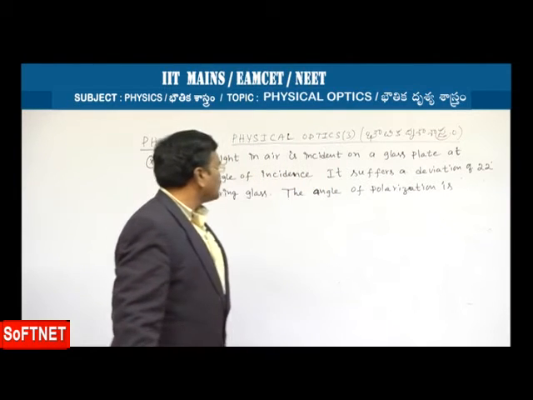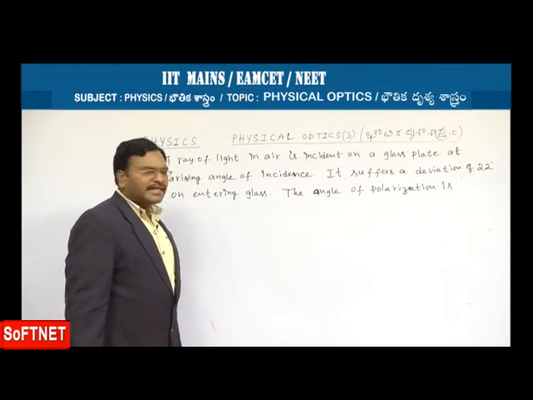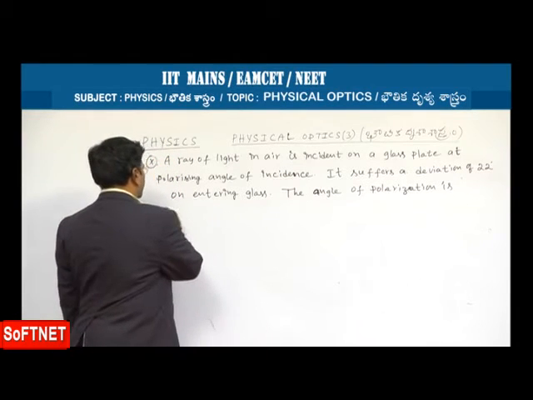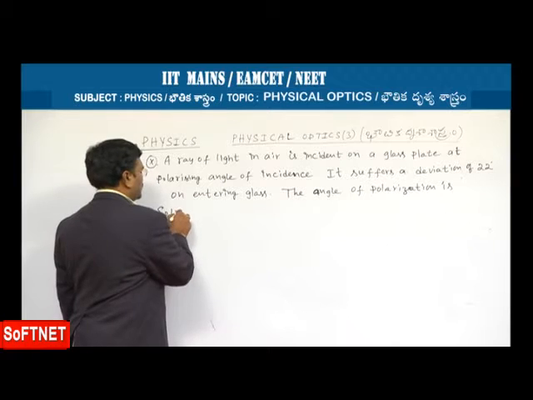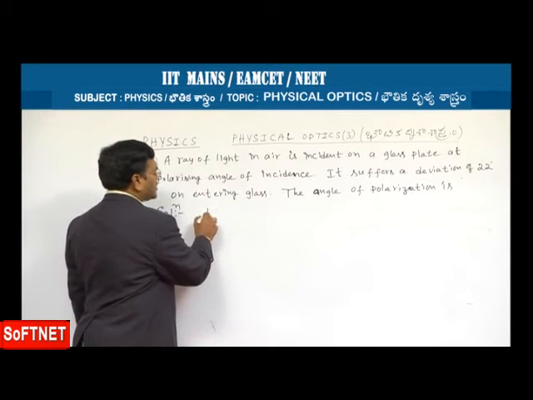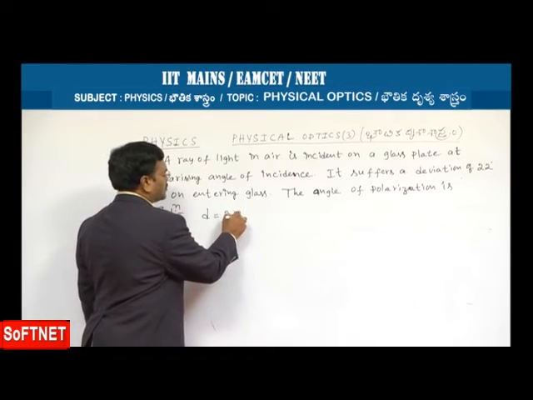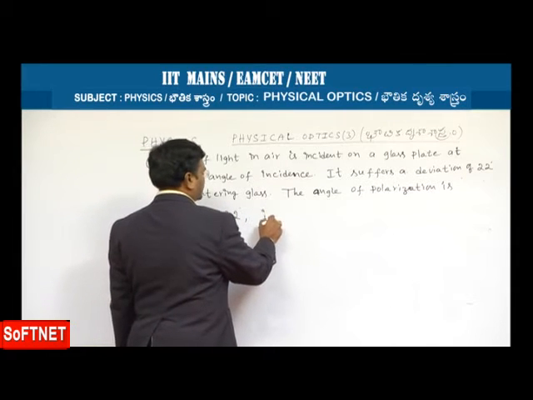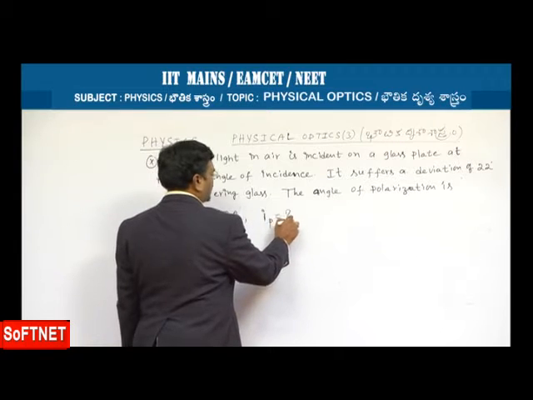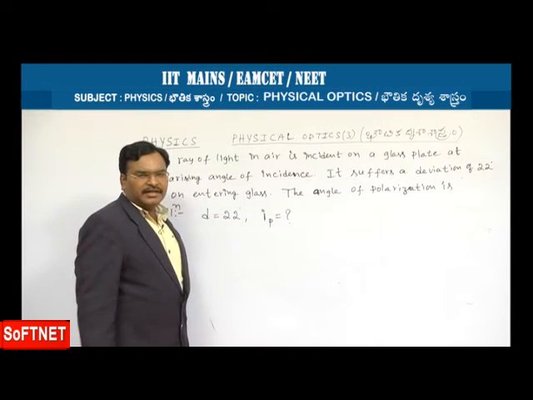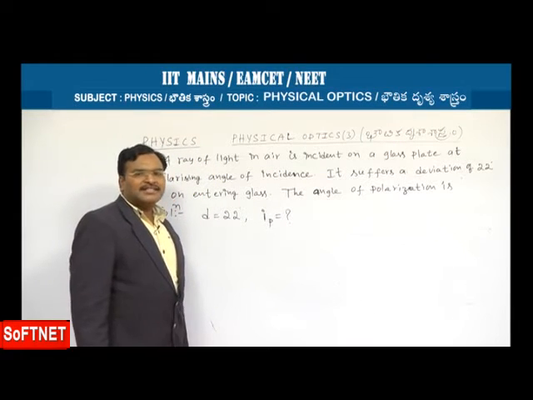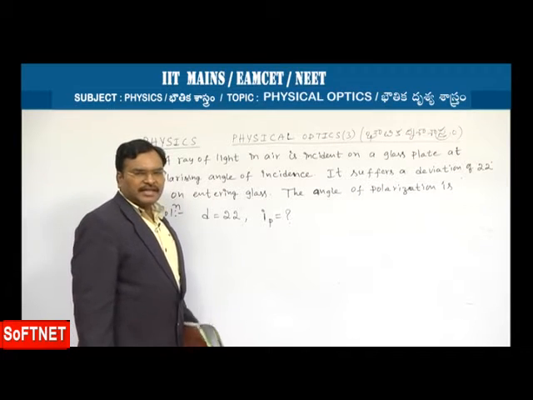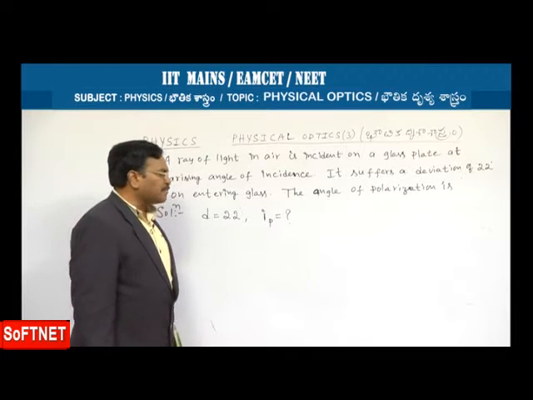Here a ray of light in air is incident on a glass plate at the polarizing angle of incidence. At the polarizing angle of incidence, it suffers a deviation of 22 degrees on entering glass. We want to calculate the angle of polarization, IP. Already I told that at the polarizing angle, reflected and refracted rays are perpendicular.